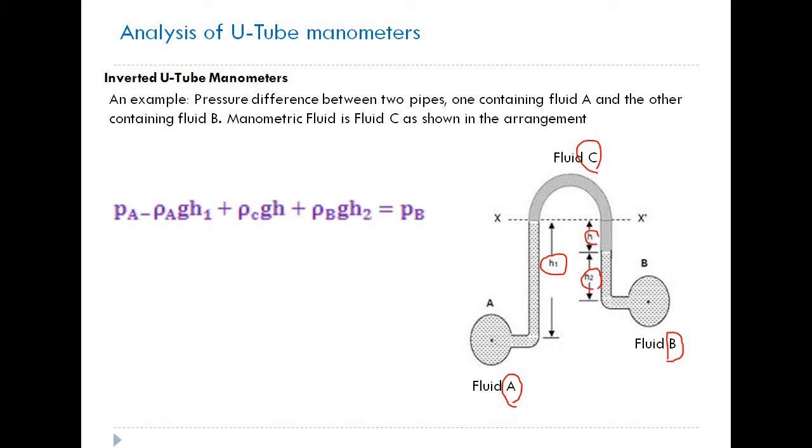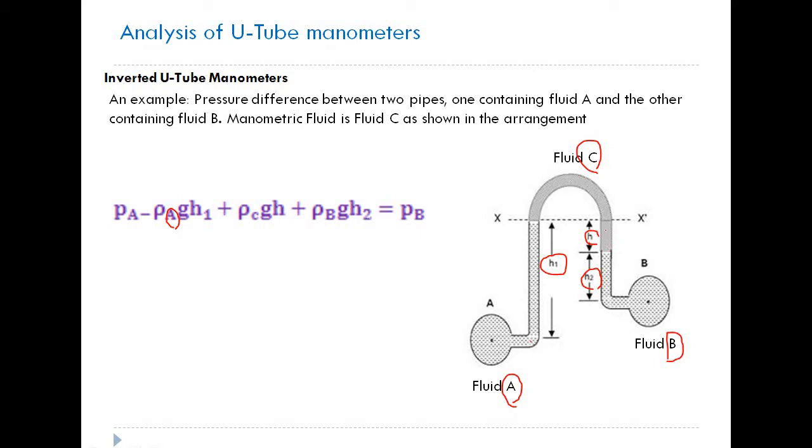So P_A is the pressure at this point. What will be the pressure at the horizontal level XX? P_A minus rho g h1, where rho means density of fluid A, so rho_A g h1. The pressure at the same horizontal level will be the same, provided the fluid is also the same. Here it is the same fluid C, and from here we are moving down.